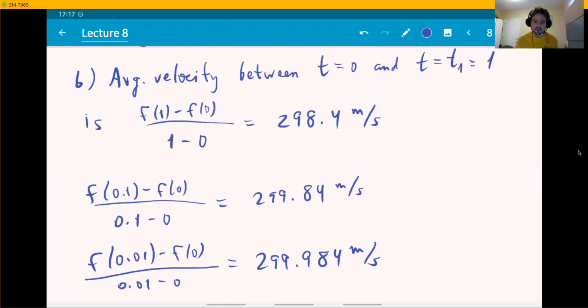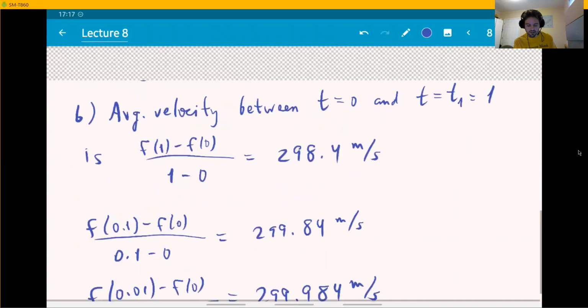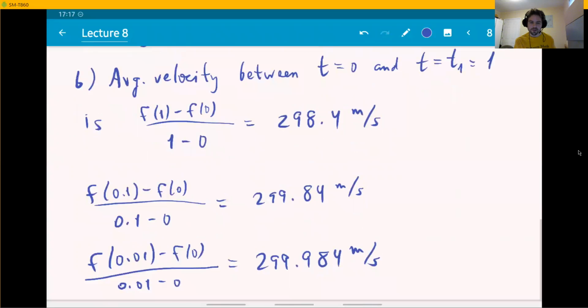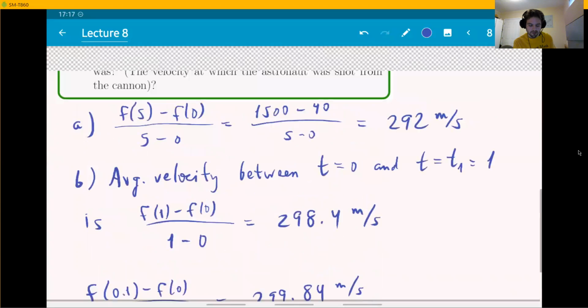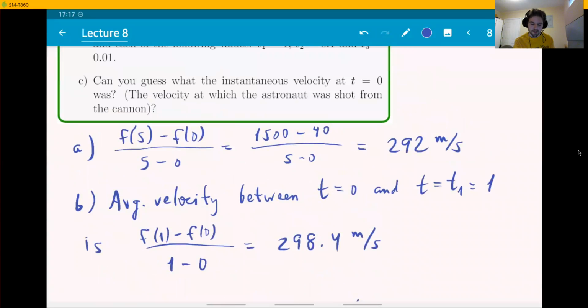as we expected, these are increasing, but not only increasing, they seem to be approaching a very specific number, which is going to be the answer to item C. Look at C. Can you guess what the instantaneous velocity was at t equals 0? The velocity at which he was shot from the cannon.